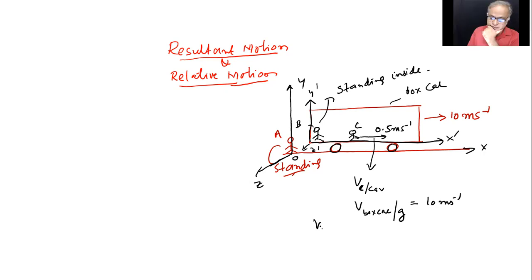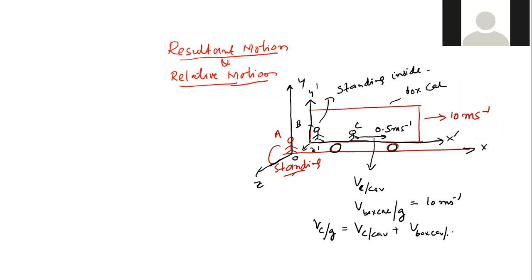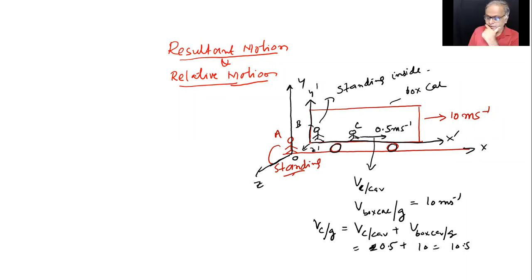Now, velocity of C with respect to ground will be velocity of C with respect to car plus velocity of boxcar with respect to ground. That is 0.5 plus 10. This is 10.5 meters per second.